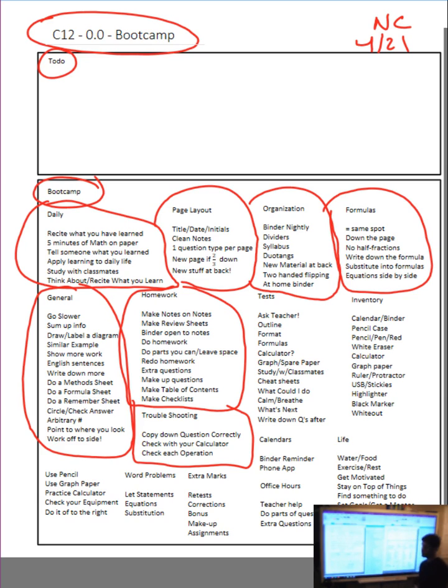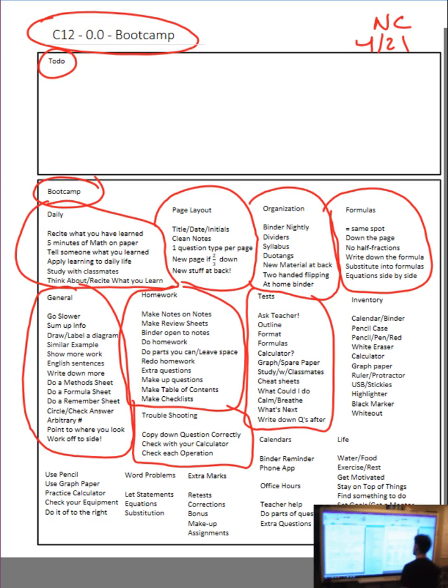Check with your calculator, check each operation, check with a friend, ask a teacher, etc. Okay, tests off to the right. Ask the teacher when the test is. Ask the teacher what the format of the test is. Ask the teacher which formats you're going to get.